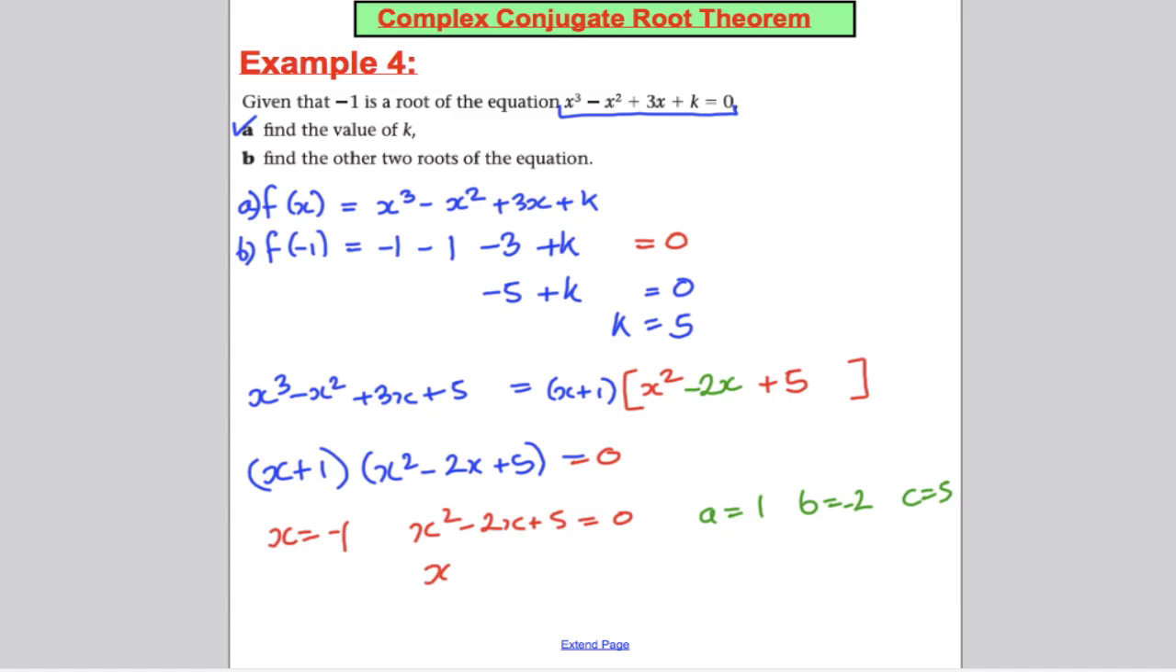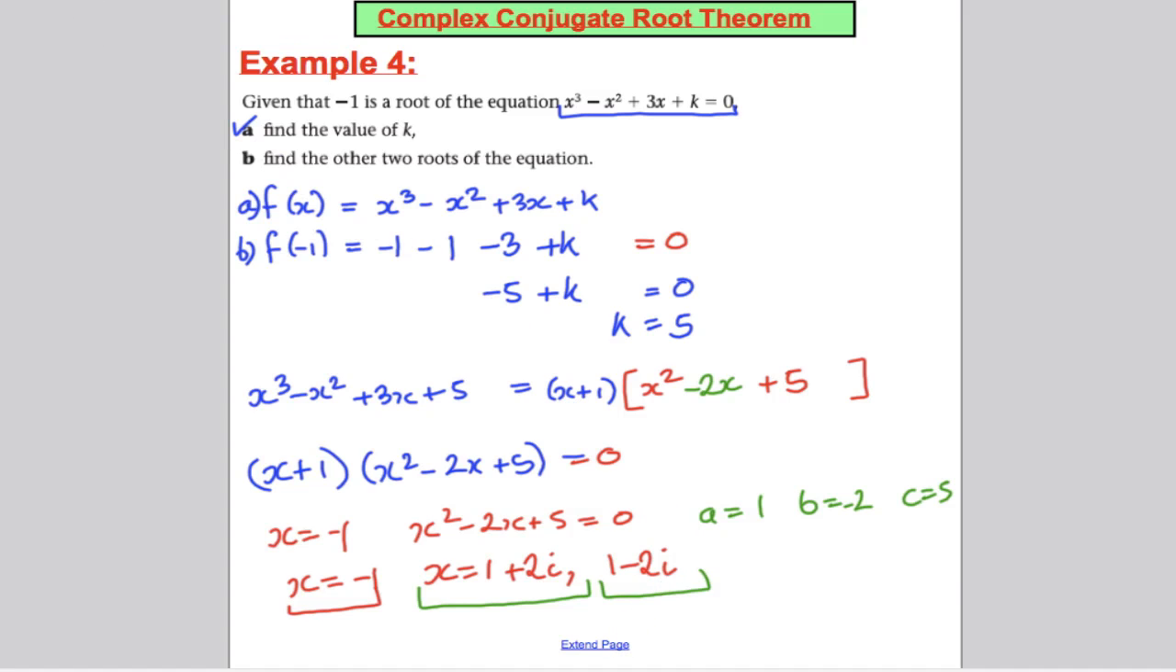And so x is equal to 1 plus 2i, and x on the other hand must be the complex conjugate of that, 1 subtract 2i. So the three answers were x is -1, and the other two roots that they asked for in the question were this one here and this one here. And we're done.